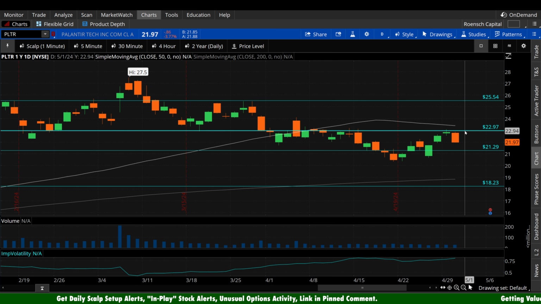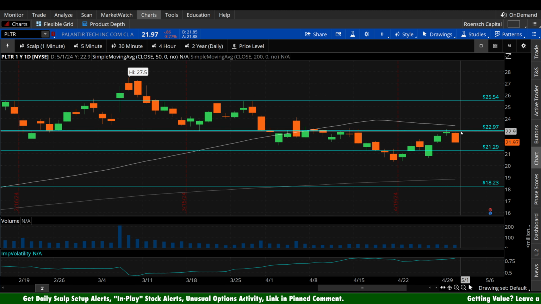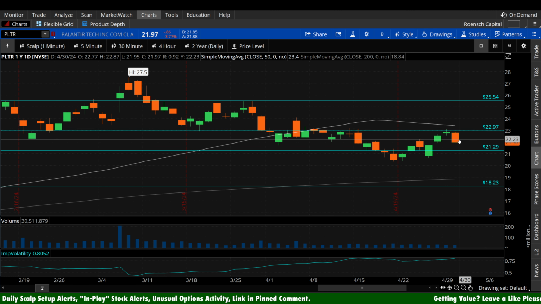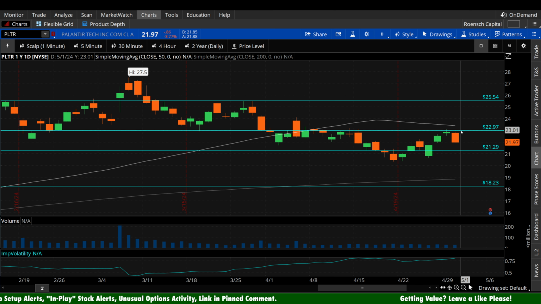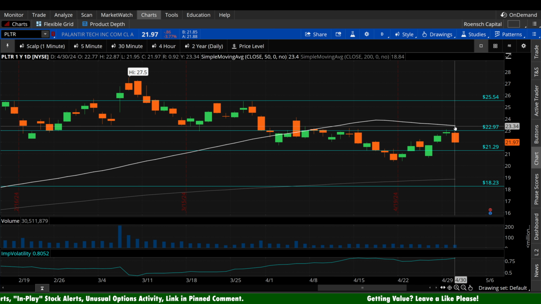23, any retest of that, bears want to see it reject as hard as possible. Whereas for bulls, getting up through 23 is a great thing to reclaim, but just be aware that the 50-day moving average kind of awaits in the shadows just above 23 as a potential resistance.